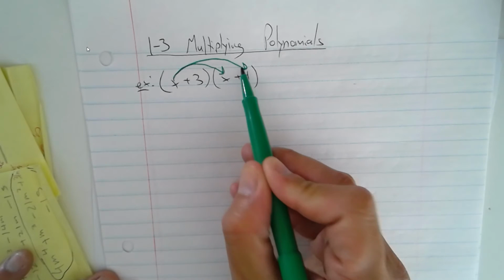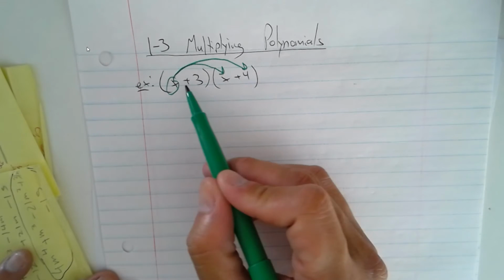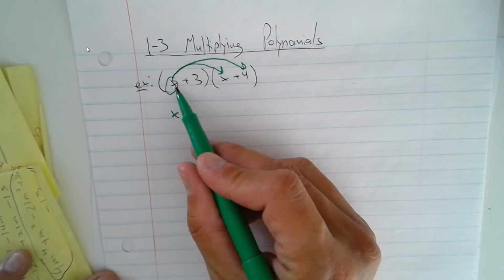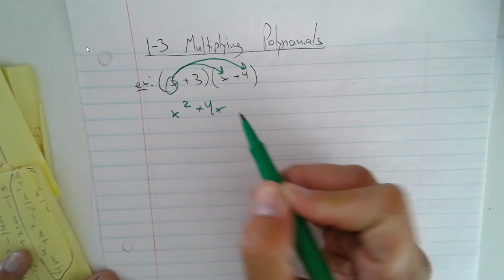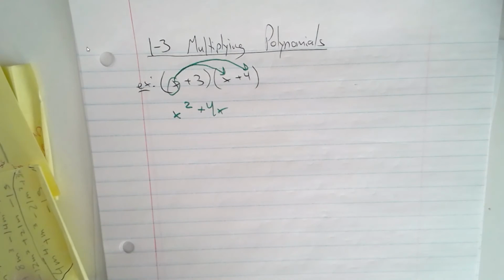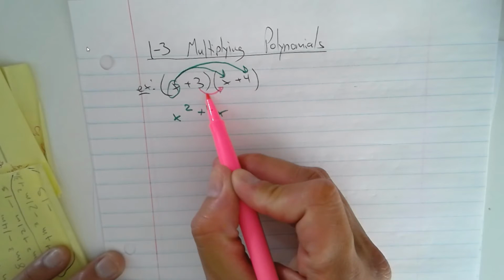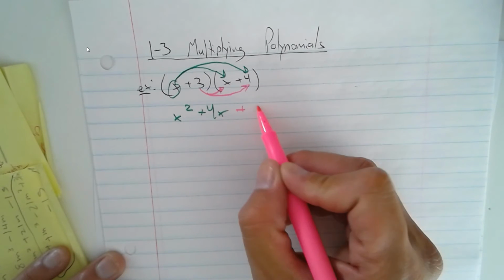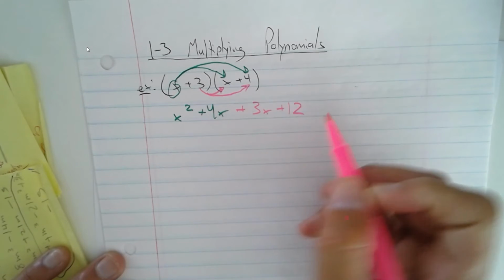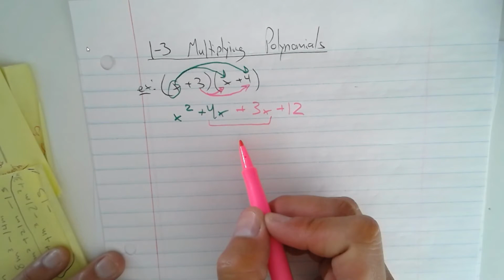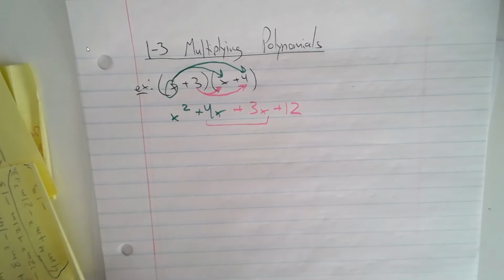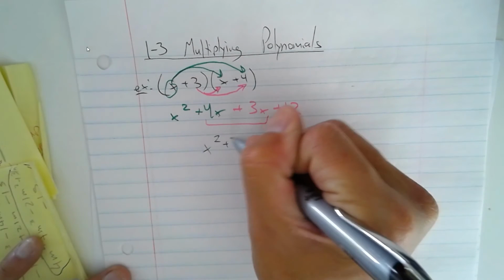You distribute one number in this parentheses to both the other numbers. That's x squared. X times x is x squared. X times 4 is 4x. Okay? And then this 3 is going to be distributed to this x and this 4. So that's plus 3x plus 12. Then you combine like terms. The only things I think that are alike are these x's. So your final answer is going to be x squared plus 7x plus 12.